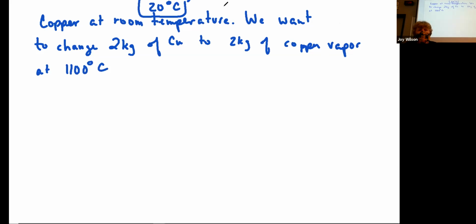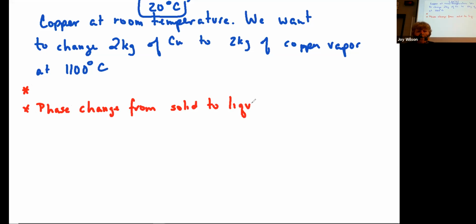So the first thing we have to ask ourselves is, what steps do I need to perform to get to vapor copper? We have solid copper, we need it to be vapor copper. So what do we need to do? Okay, so that's going to be my second step. Phase change from solid to liquid. First thing I got to figure out is, what is the melting point of copper?